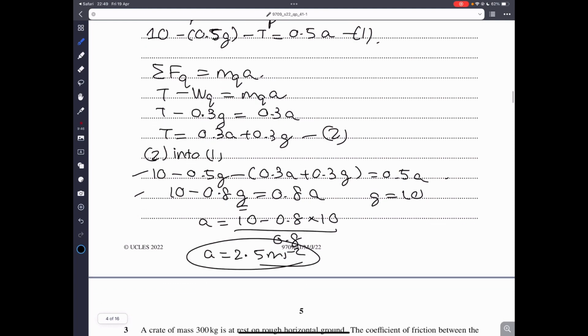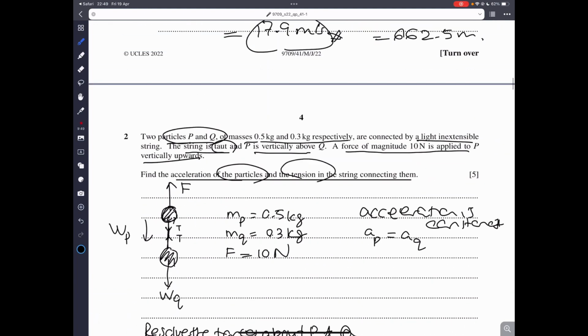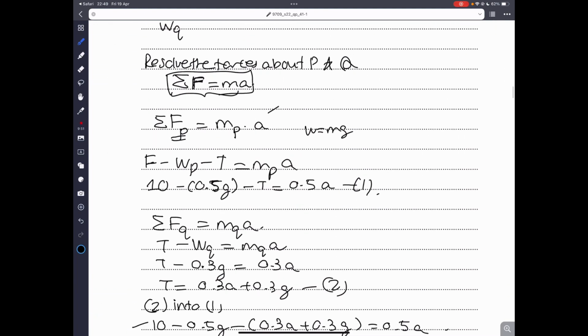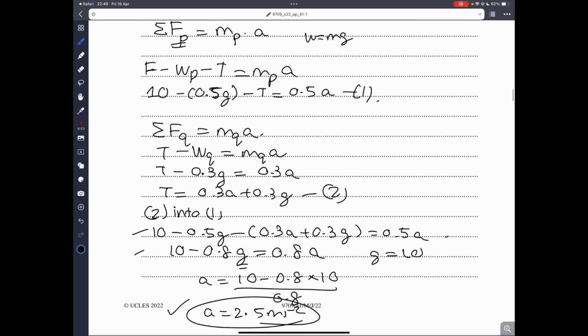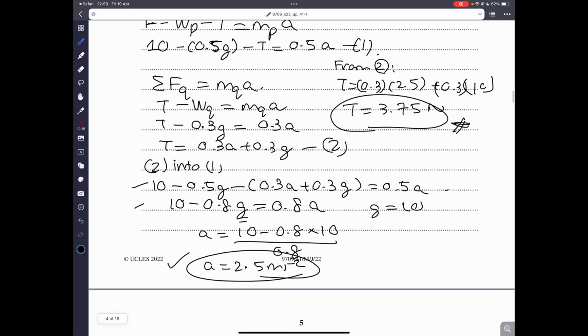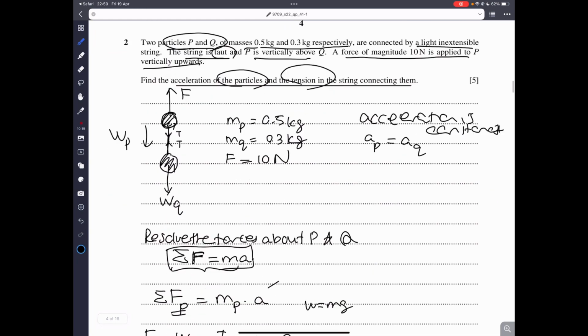Now you get acceleration already. And then the question asks to find tension. So we can replace acceleration in equation 1 or 2, but to find tension we can replace in 2. So from equation number 2, we can add this 2.5, so 0.3 times 2.5 plus 0.3 times 10. Now this gives us a tension value of 3.75 newtons. Okay, so this is our final answer, and we get 5 marks for solving that.